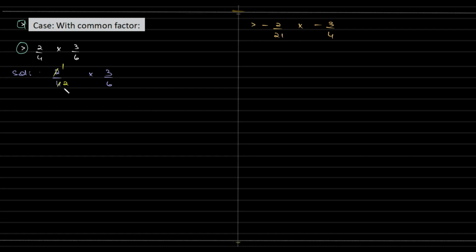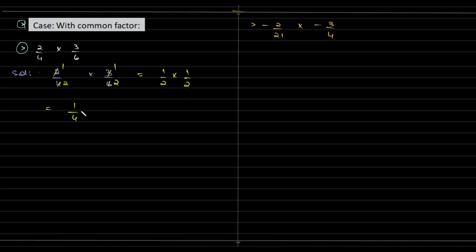So 2 divided by 2 is 1, 4 divided by 2 is 2. For 3 by 6 we have 3 as the HCF, so 3 1s are 3, 3 2s are 6. And so we have 1 by 2 as the first fraction, 1 by 2 as the second fraction, and 1 into 1 is 1, 2 into 2 is 4, and that is your answer for the first question.